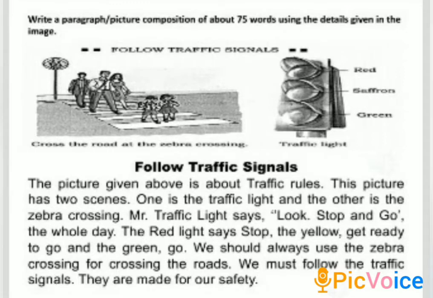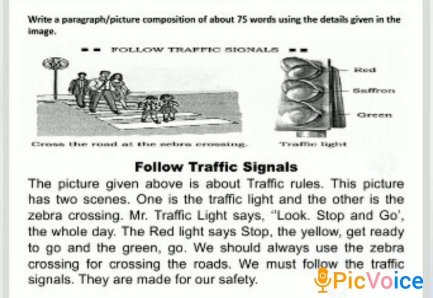Write a paragraph on the picture composition of about 75 words using the details given in the picture. The details of the picture are: follow traffic signal. One side the picture shows people crossing on the zebra crossing. Second shows a signal light or traffic light with red, saffron and green. The heading of the passage: follow traffic signals.